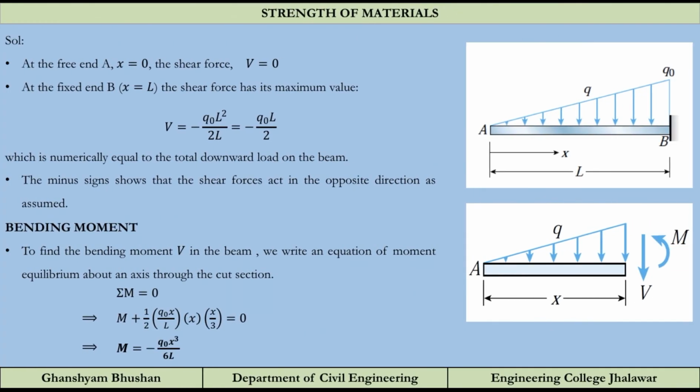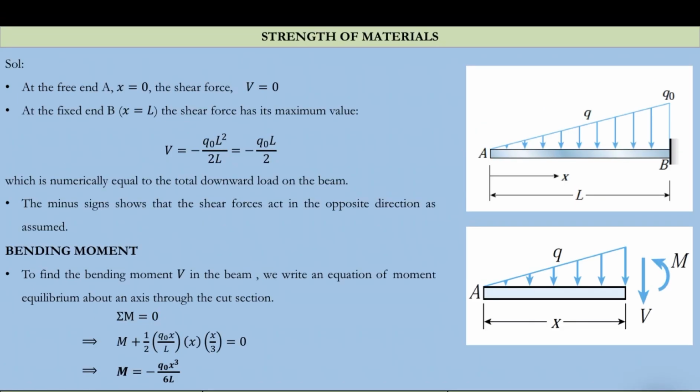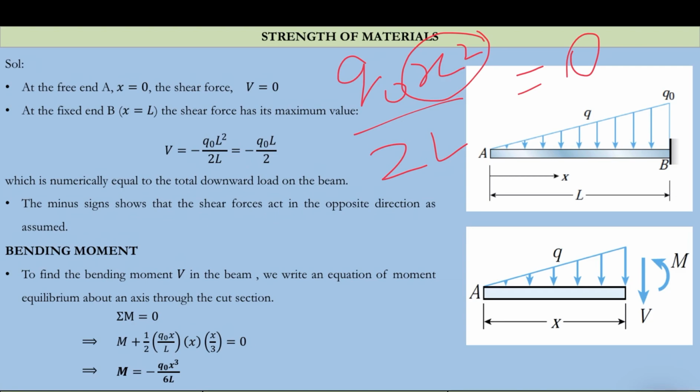Again, we have to calculate the bending moment. First, how is this shear force going to vary? It was q naught x square by 2L. At the free end, x is equal to 0, so V will be 0. At the fixed end, x is equal to L, so we get minus q naught L by 2, which is equal to the total downward force q naught L by 2. The minus sign suggests the direction assumed for V is opposite to the actual direction.